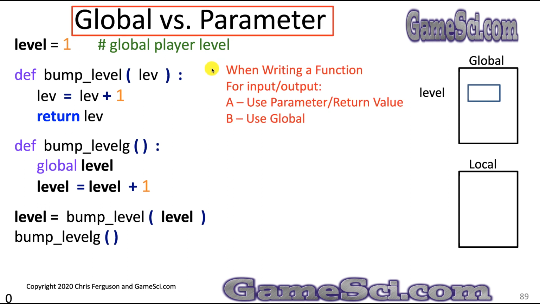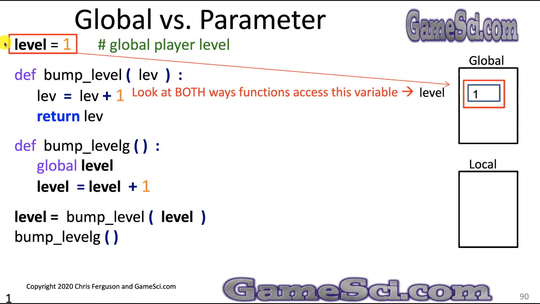When writing a function, for input and output, you have two choices. Option A is use parameters and return values. Parameters for the input and return value for the output. The other option, the alternative to parameters and return value, is to use a global variable. You can put a value in a global variable, call the function, and it becomes input. You can change the value of a global variable, return from the function, and it becomes output from the function. So those are your two choices. When it comes time to designing a function, you can use parameters and return values, or you could use global variables for input and output to the function.